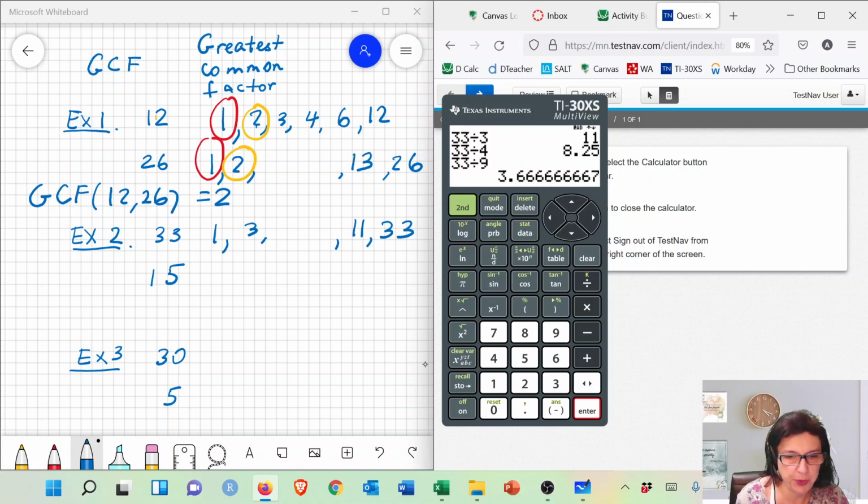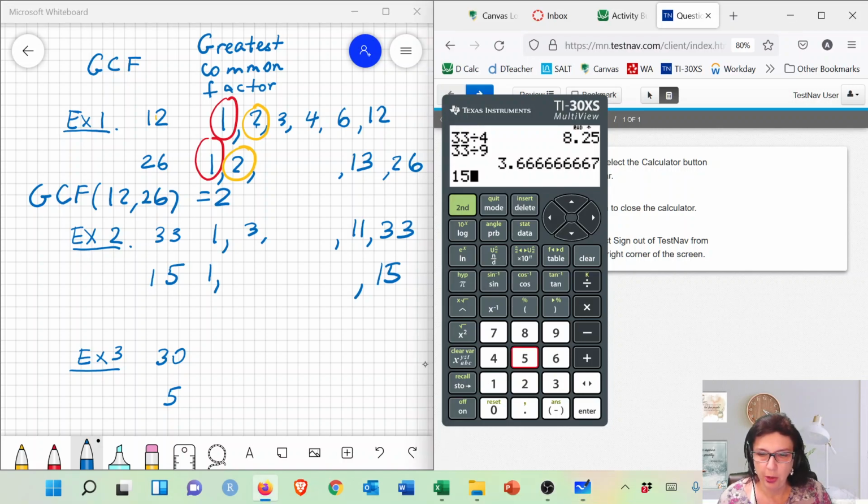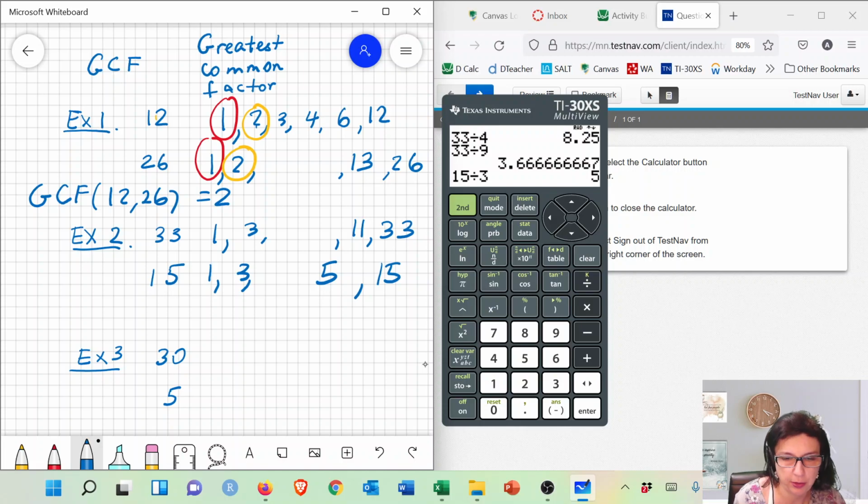Okay, how about 15? So 1, and we end with 15. Okay. 2 will not work because that's not an even number, but if I add 1 plus 5, that's a 6. So that is divisible by 3. So I think it's going to be divisible by 3, and that's going to be 5. Okay, so 3 is a factor, 5 is a factor. Is there anything else? Not really, because it's not going to be divisible by 4. The next one is a 5, but we already have a 5. So that's basically it. Those are all the common factors.